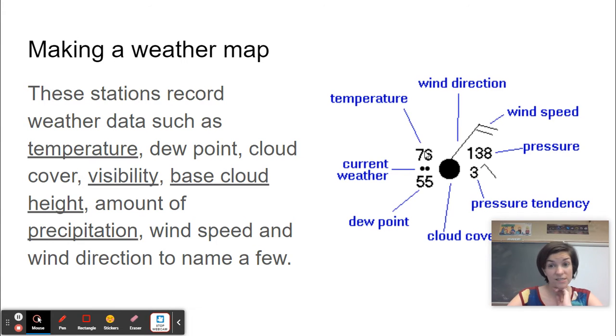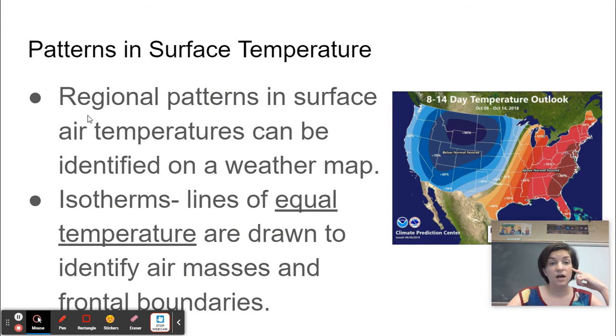Up and to the left is always temperature. Down and to the left is always dew point. Straight from the left is the current weather. This little stick is the wind direction. These little flags, they call them, will tell you the wind speed. You've got pressure in the upper right from this circle, and pressure tendency. So every single one is set up the same way, so you always know where to look for each piece of information.